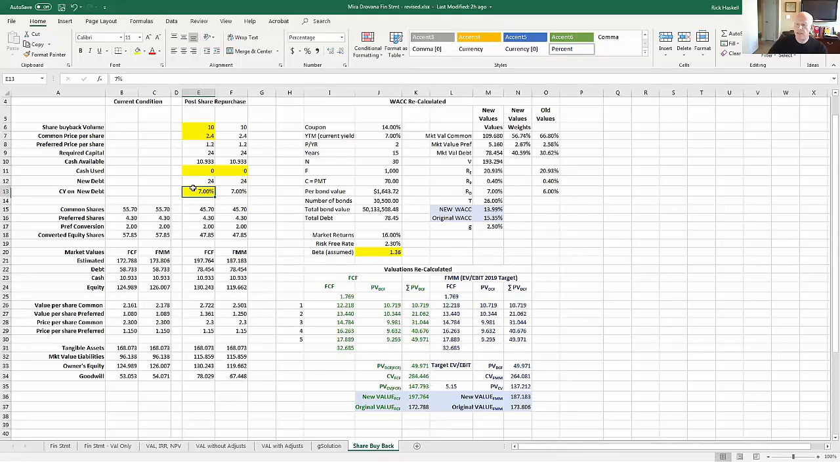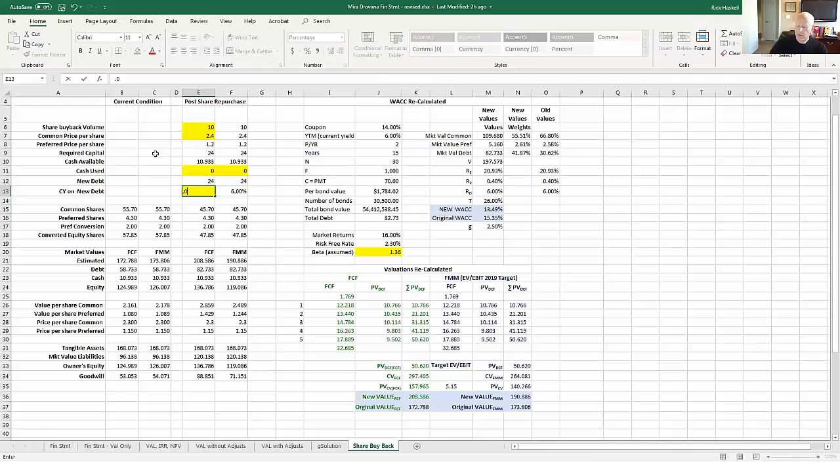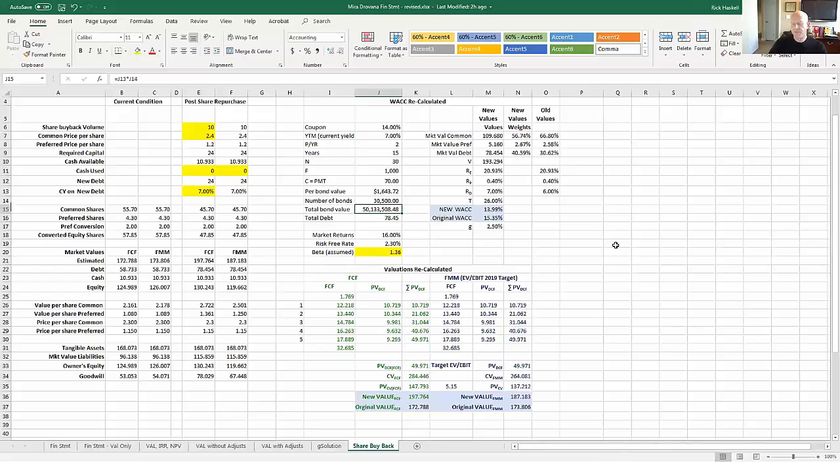Notice that as I made that change, I'll do it again. So I was at 6%, but I want you to watch what's happening over here to the market value of the bonds. So as I change this from 6 to 7, I'm now recalculating the market value of the bonds. So as the rate goes up, the bond value goes down, and you see that it went down from about $54 million for the bonds down to a little over $50 million.